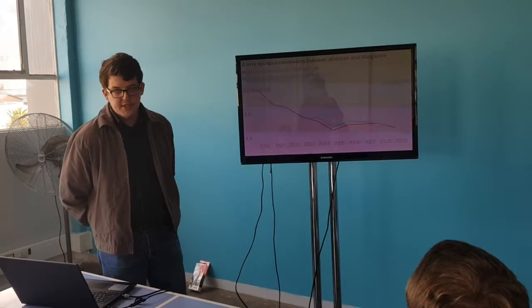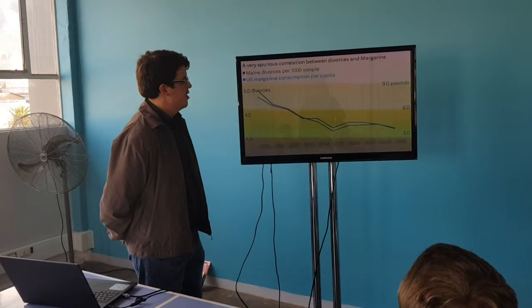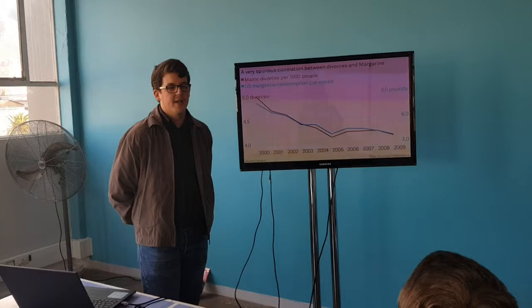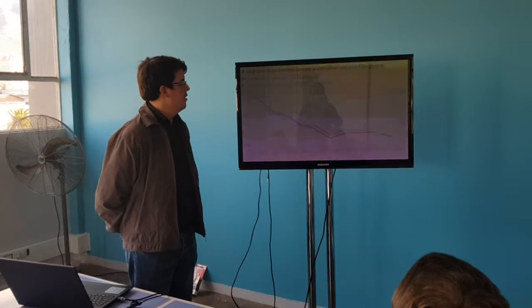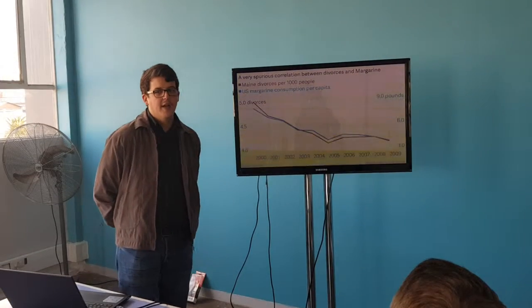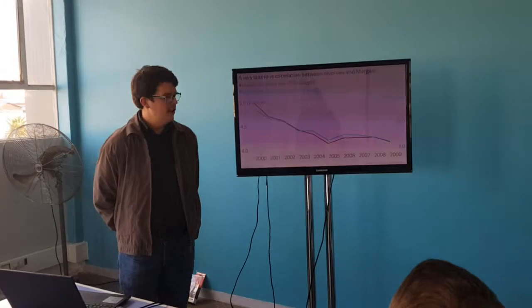By looking at the correlation between two variables, we can see that not all correlation is good correlation. As seen here, it shows the Maine divorce rate per 1,000 people based on the United States margarine consumption per capita. Even though they are very correlated with one another, they don't add any value to one another.